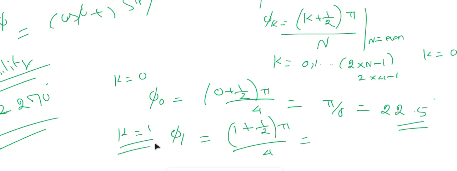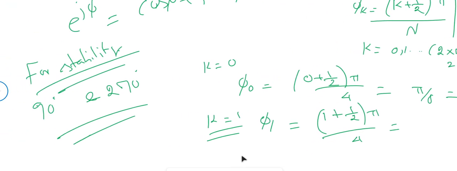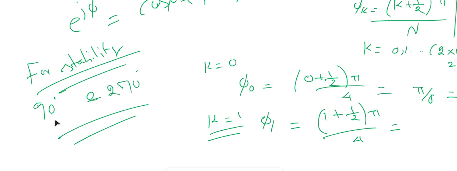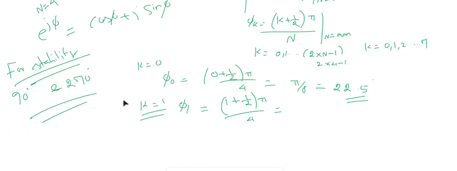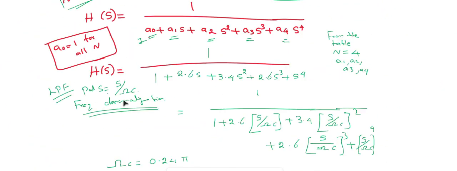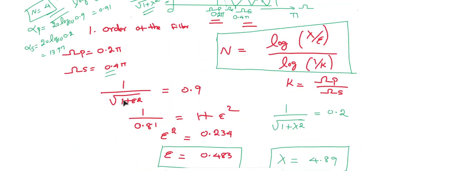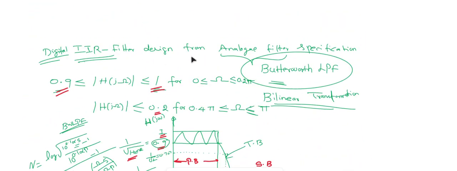Similarly, you can determine the other poles p1, p2, p3, and for stability we have to consider only the poles between 90 and 270 degrees. Okay, so this is a complete design, how to design an IIR filter from analog filter specification, Butterworth low pass filter using bilinear transformation.